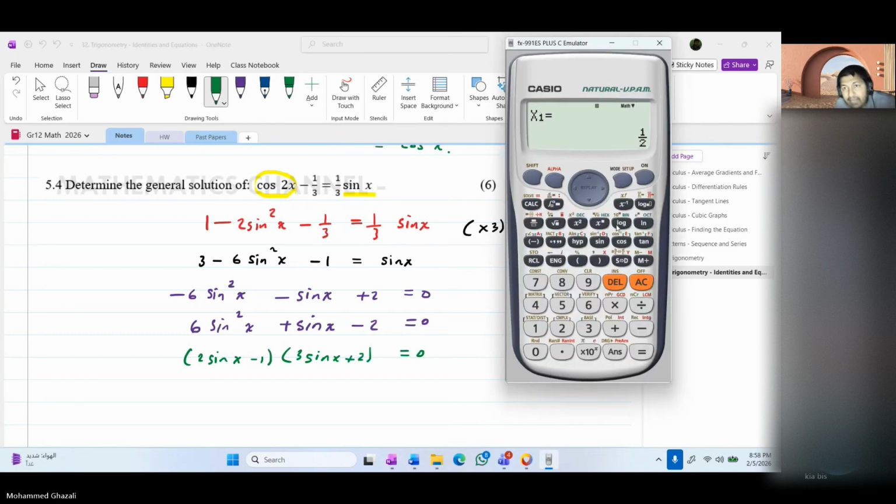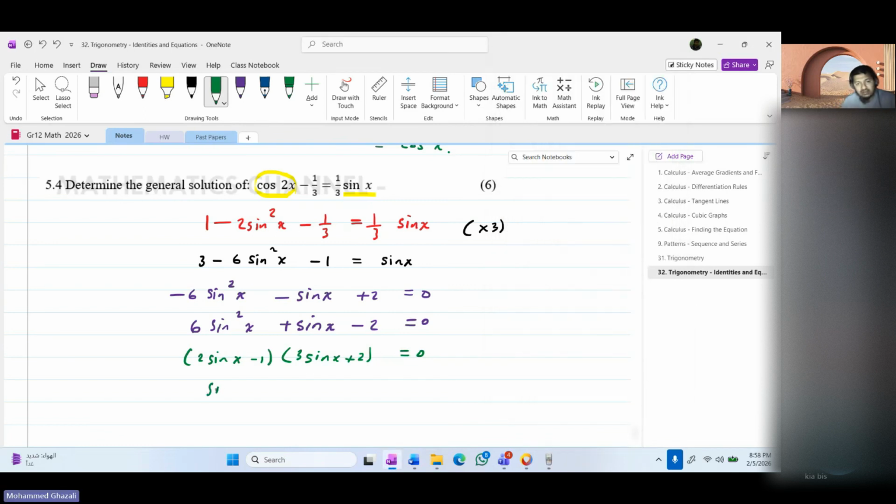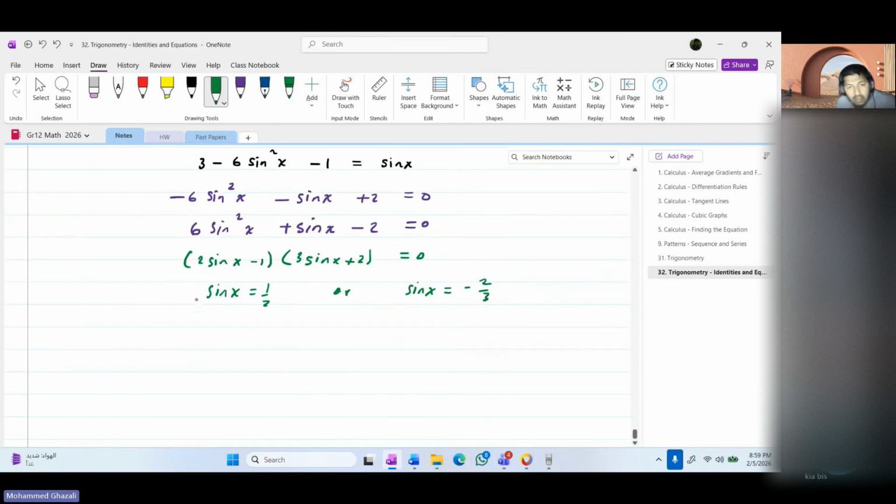Let's see. 3 sine x plus 2, yes. So sine x is equal to half, or sine x is equal to negative 2/3. Whoa, you're going to end up with so many general solutions. Okay, over here, the reference angle, we have solved this before, right? Which is at 30 degrees.